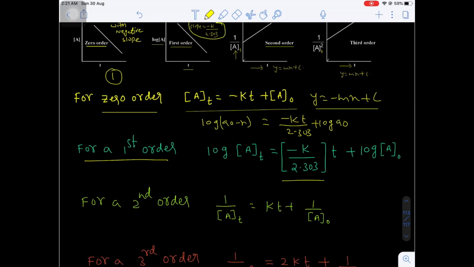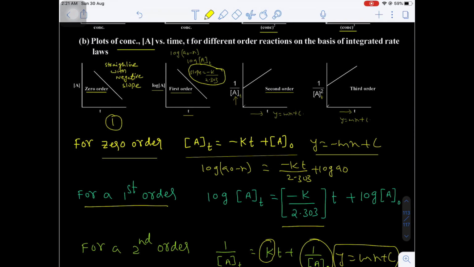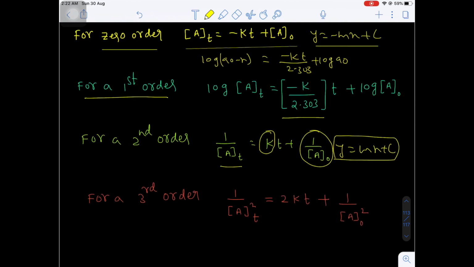Come to the second order kinetics, that is 1 by concentration of reactant at a time interval t will be equal to kt plus 1 by concentration of reactant initial. So it is also in the form of y is equal to mx plus c. What will be the slope here? k. And what will be the intercept here? 1 by a naught, that is 1 by initial concentration of the reactant. Are you getting my point?